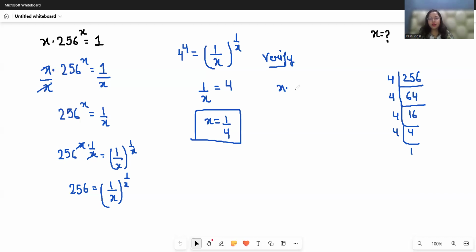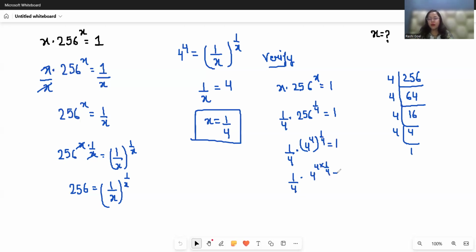So x times 256 power x equals 1. So 1 by 4 times 256 power 1 by 4 equals 1. So 1 by 4 times 256, we can write as 4 power 4 whole power 1 by 4, equals 1. So 1 by 4 times 4 power, this we can write as 4 times 1 by 4. We will cancel out this. So what is left? 1 by 4 times 4, which will cancel out, equals 1. So 1 equals 1. So yes, it's verified.